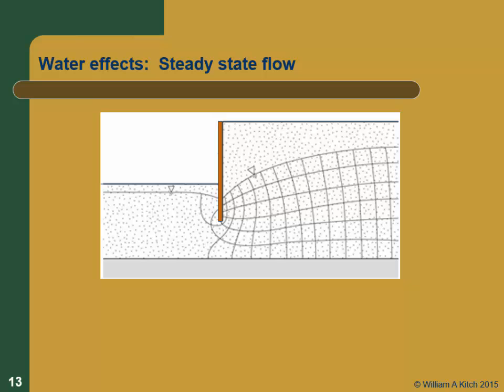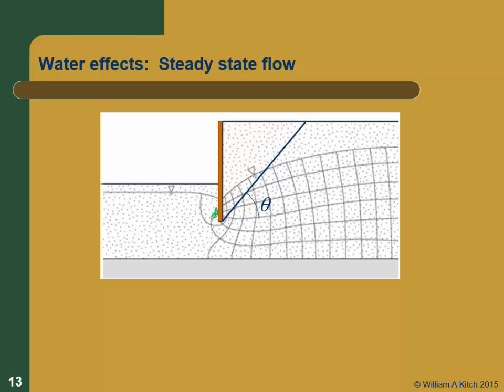What about if we have steady state flow? So here's a potential excavation, a temporary support excavation. It's in sand. We've got some kind of pump system in here, and we've drawn the water table down. And now we've got flow, right? There's clearly some pump system down here that's pumping water out.